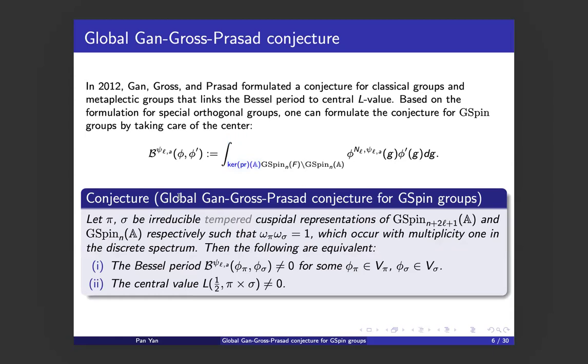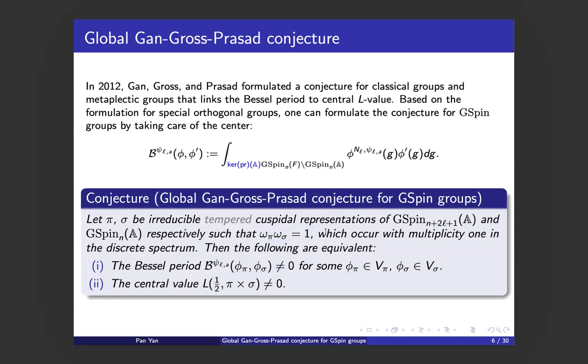So here is the global Gan-Gross-Prasad conjecture for GSpin groups. Let pi and sigma be irreducible tempered cuspidal representations of GSpin(n+2l+1) and GSpin(n) respectively, such that omega_pi times omega_sigma equals 1. Here omega_pi and omega_sigma are the central characters of pi and sigma restricted to the connected component of the center. This condition makes the integrand invariant under the kernel of the projection. We assume that they occur with multiplicity 1 in the discrete spectrum. Then the following are equivalent.